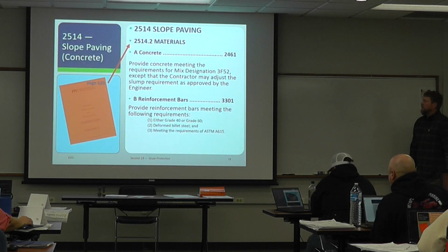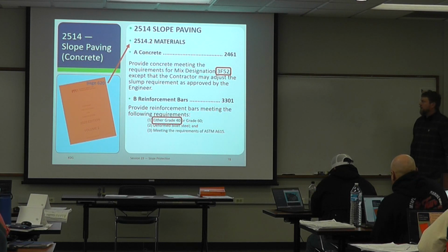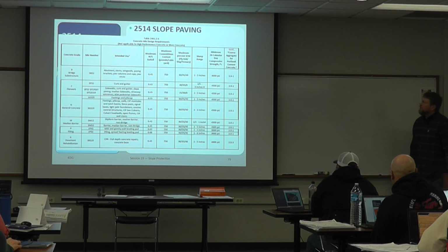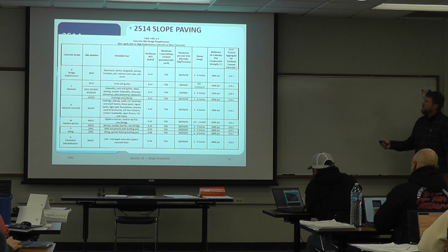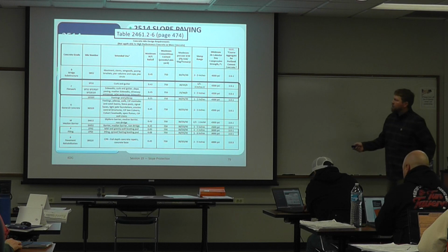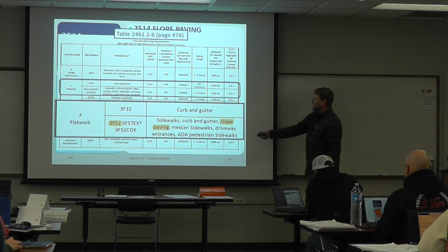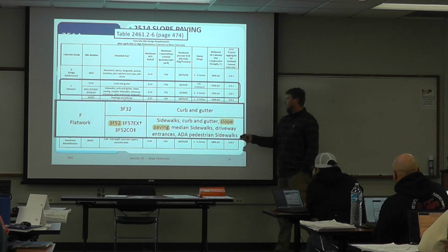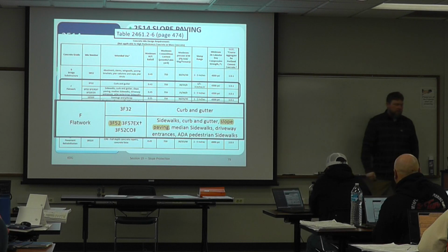Okay, concrete slope paving. So again, 2514. The concrete mix typically is a 3F52, and the rebar minimum grade is grade 40. Here's from 2461, so in the concrete mix spec. You've got flat work. There it is. 3F52 for concrete slope paving. That's the standard.